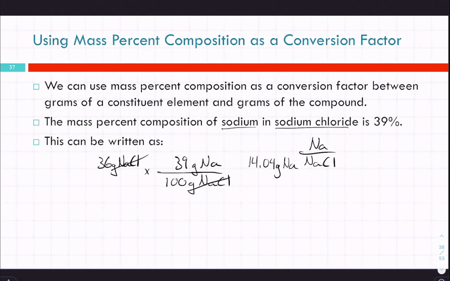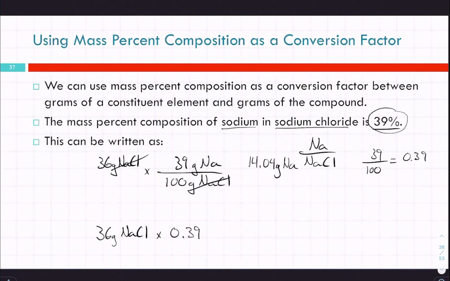Of course, the other way that you can do this is just convert 39 to a proportion, right? Because we never use percents. We can convert this into a proportion. So if you had that same 36 grams of sodium chloride, and you said, I know that this is 39%, which is 39 divided by 100, that would give us 0.39. So 36 grams of sodium chloride times 0.39.